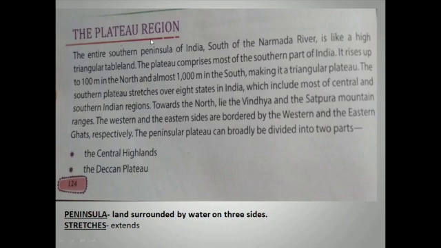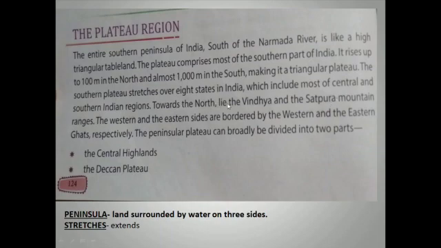Next, the plateau region. The entire southern peninsula of India is like a triangular tableland. The plateau comprises most of the southern part of India. It rises up to 100 meter in the north and 1000 meter in the south, which makes it a triangular plateau. The southern plateau stretches, means extends, over 8 states in India, which includes central and southern Indian regions.